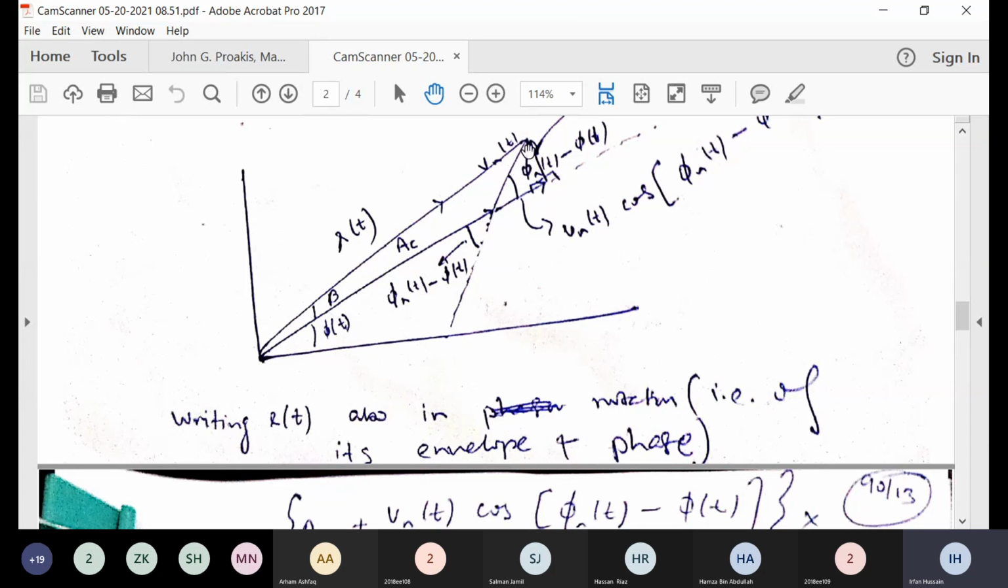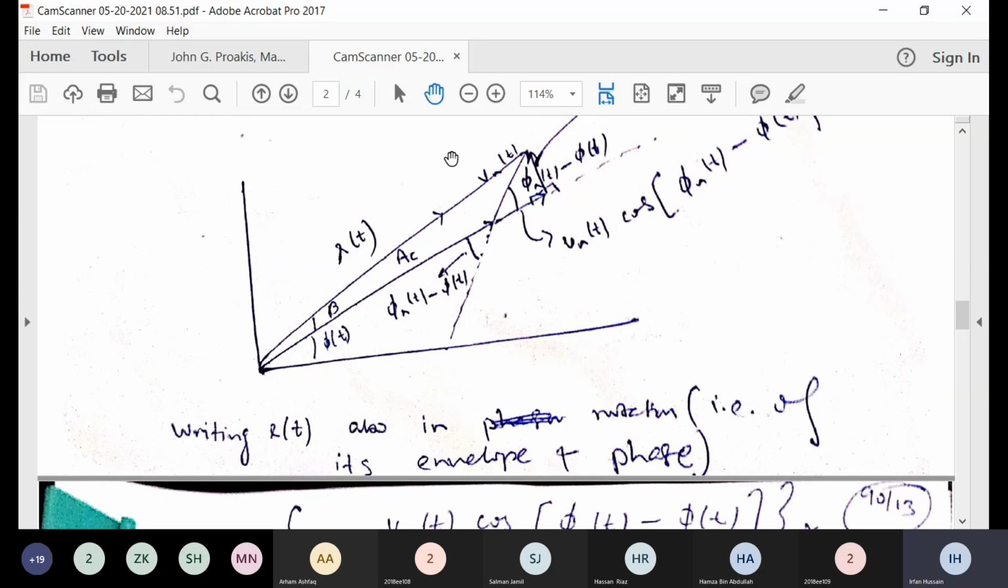So if I take its VNT along this straight line, so this will be VNT cosine of phi nt minus phi t, while along this line which is perpendicular to this line, this will be equal to VNT sine of phi nt minus phi t, just by the Pythagoras theorem or representation of vector in terms of in-phase and quadrature components.